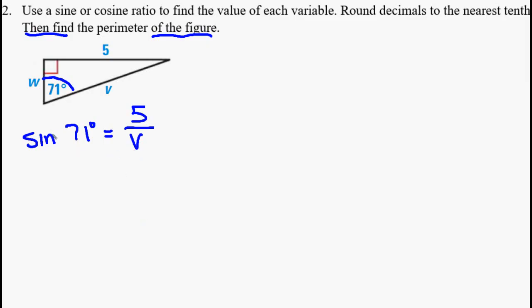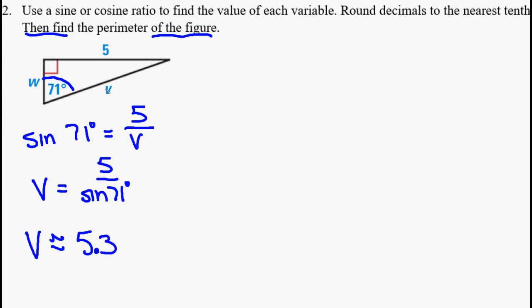Multiply both sides by v. Divide by the sine of 71. And it's going to look like this. Punch it in the calculator. 5 divided by 71 sine. V is approximately 5.3. So I'm going to write that in there.